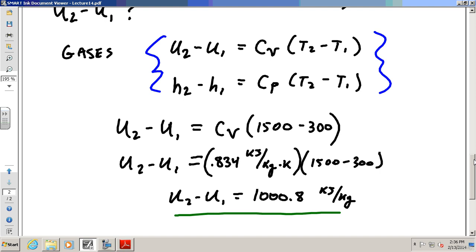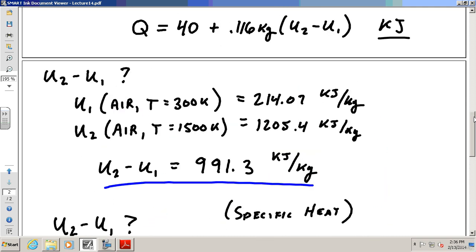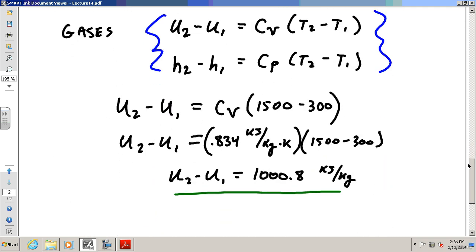Okay, so now we have two ways of doing this. We can use specific heats, or we can use the tables. Now, I will tell you that if you have tabular data, you always want to try to use that. Okay, it's going to be better. But in many cases, you don't have tabular data, or you're just trying to go quick. You're trying to quickly get things done, and specific heats are a good way of doing it.